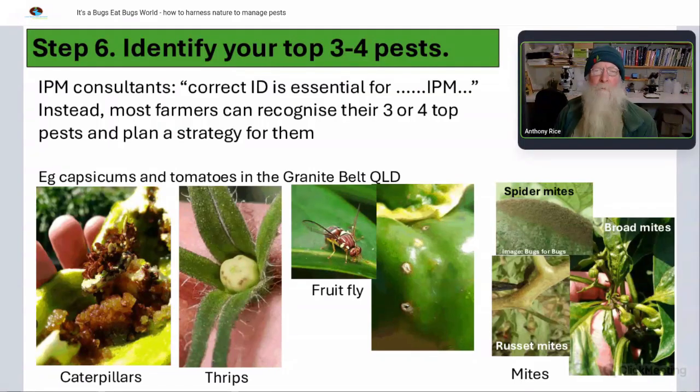Have a program of things you can put in place, and just be able to identify the top 3 or 4 and not worry too much about the finer detail. Eventually, yes, you might find that better ID would have given you a better outcome, but as a place to start, you can certainly get away with identifying your top 3 or 4.